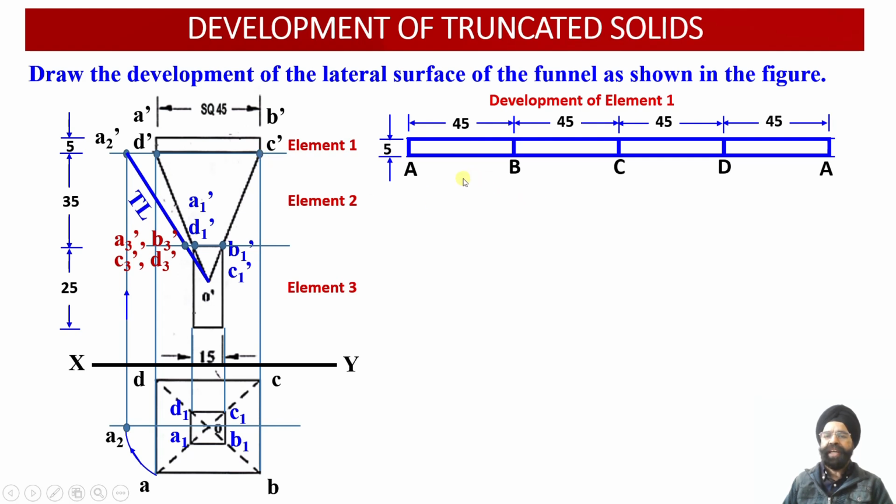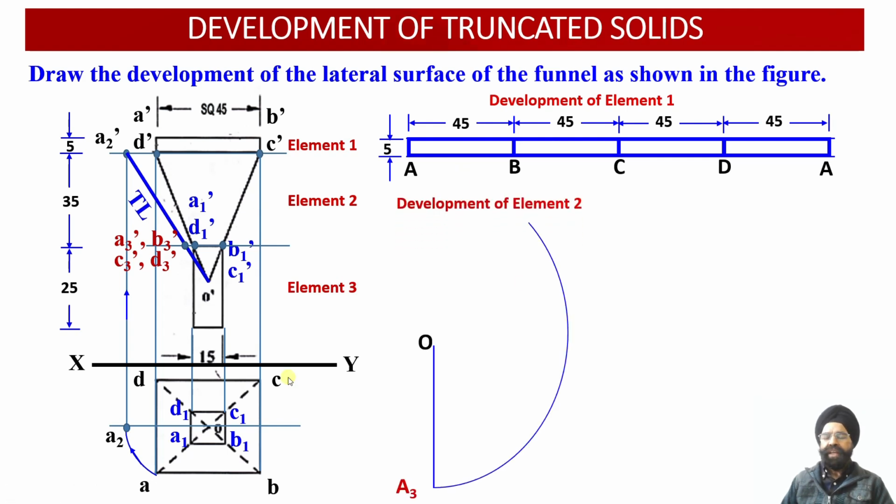Here we have made use of the parallel line development method to obtain the development of element number 1. Now let us proceed with the development of element number 2 using the radial line development method. We have already obtained the true length of the slant edge of the square pyramid as O dash A2 dash. Now we will measure the length of the slant edge O dash A2 dash.